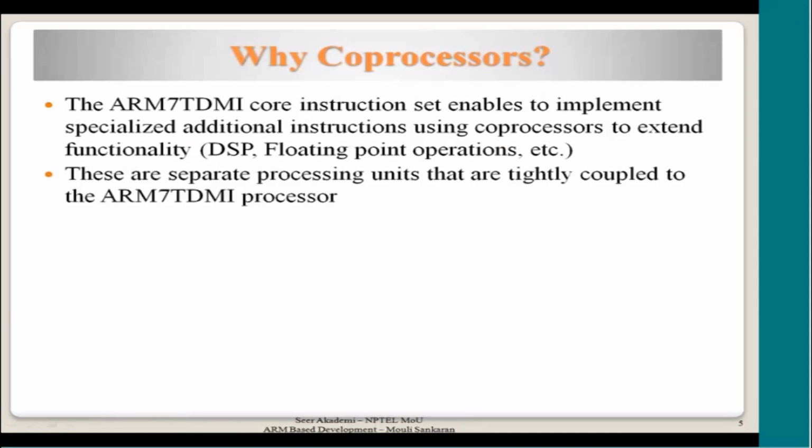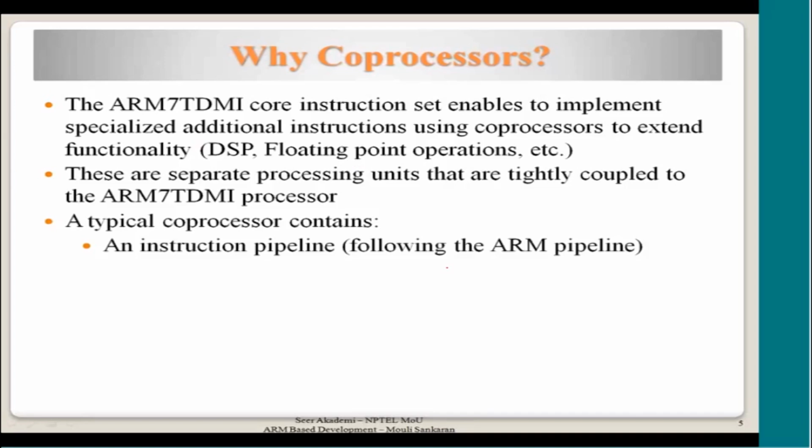Okay, friends. Let us carry forward. There are separate processing units that are tightly coupled to the ARM processor. It could be a DSP processor, or a floating point operation processor, or a network processor. It could be anything. What does a coprocessor typically contain? It contains an instruction pipeline which follows the ARM pipeline in lockstep. That means every clock, the pipeline in the coprocessor also does the same thing that the ARM core does.